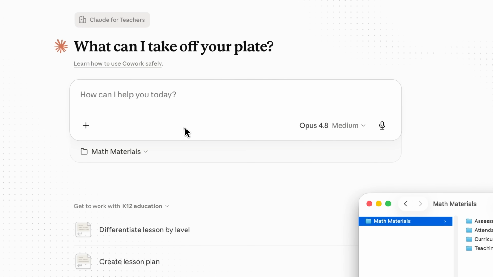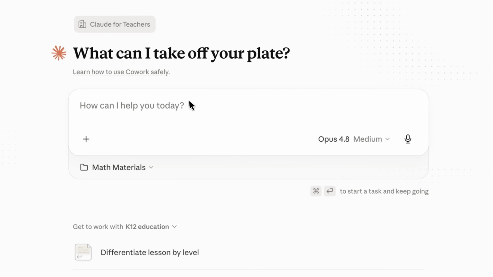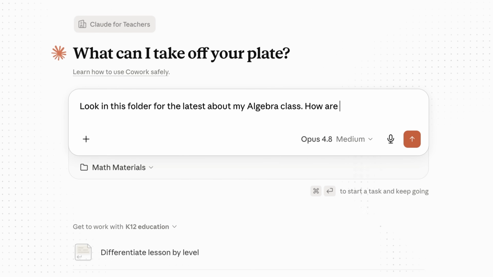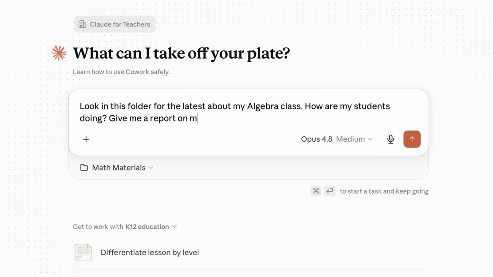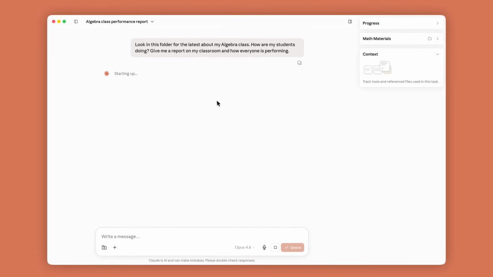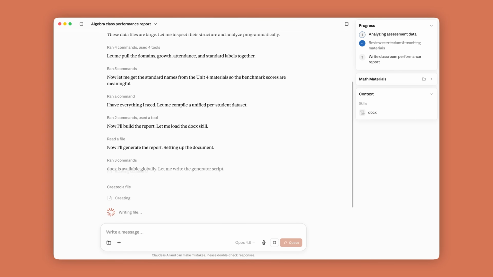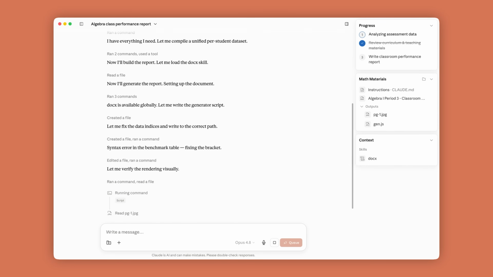Claude for Teachers is designed with student privacy in mind. I choose what it sees. I tell Claude, look in this folder for the latest about my algebra class. How are my students doing? Give me a report on my classroom and how everyone is performing. It doesn't jump straight to an answer. It reads everything first and tells me what it's looking at as it goes.